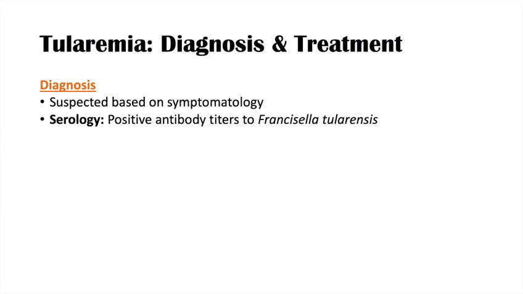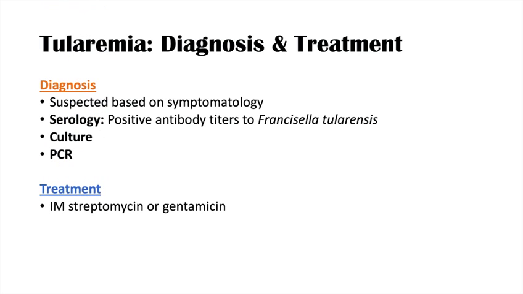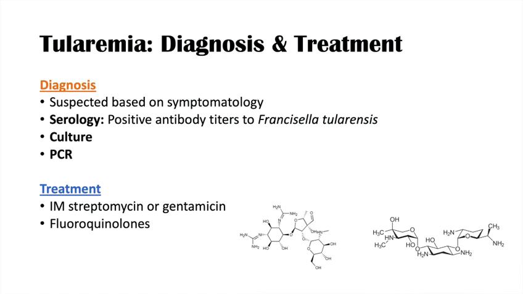More specifically, though, we could diagnose tularemia with serology testing, so looking for positive antibody titers to Francisella tularensis. You can do a bacterial culture, although this bacteria is very difficult to culture, so this may not be a good test to use. And there are some new testing with PCR or polymerase chain reaction to actually assess to see if this bacteria is present. So once we make the diagnosis, how do we treat tularemia? So treatment involves using streptomycin or gentamicin, usually through intramuscular routes. Fluoroquinolones are also known to be effective, and tetracyclines as well. So these are the antibiotics we can use to treat the tularemia.